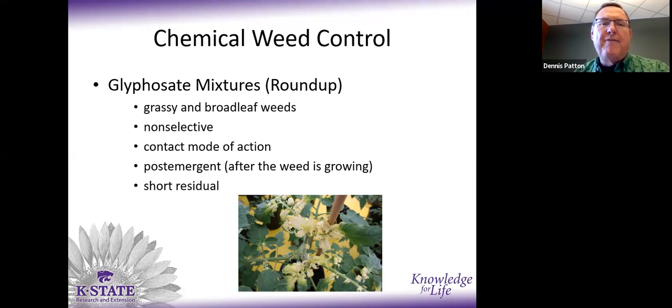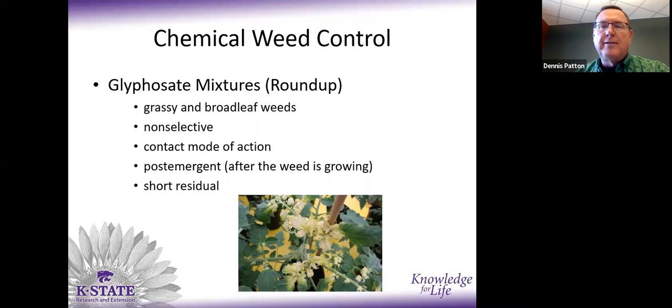So let's kick it off here with probably the most controversial herbicide on the market. It's glyphosate, which people know as Roundup. But keep in mind, glyphosate is now off patent. And so just about every chemical company that bottles a herbicide probably uses glyphosate in some form in their mixture. So it's just not sold as Roundup anymore.